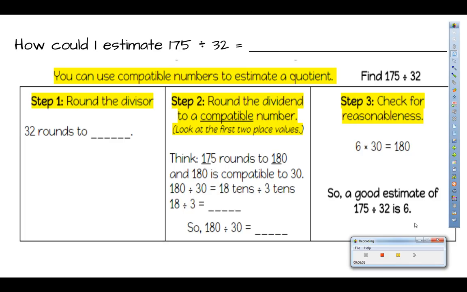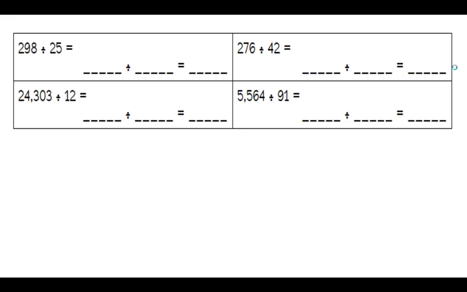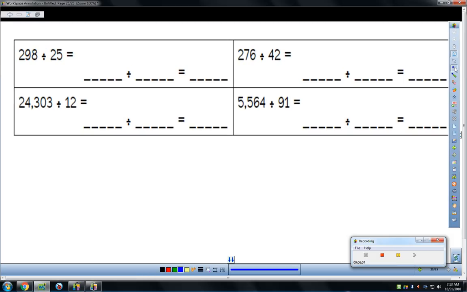Let's try a couple in our notes. Let's round the divisor. I would round that to 30. Okay, what's the number that is close to 29 that is going to play nicely with 30? Well, that would be 30 itself with 1 extra 0. I cancel out a 0. I know that 3 divided by 3 is 1, with 1 extra 0. I'm going to pause the screen. I want you to try the next couple on your own and then check your work.